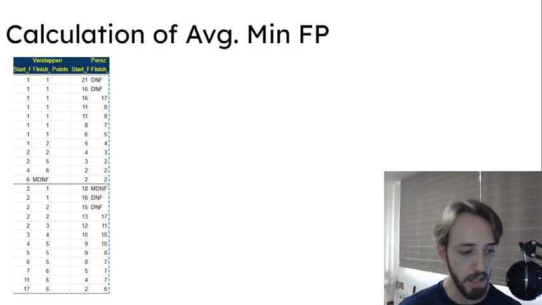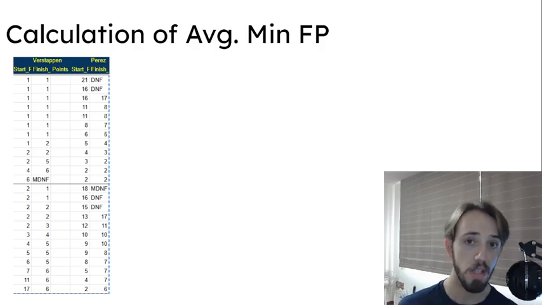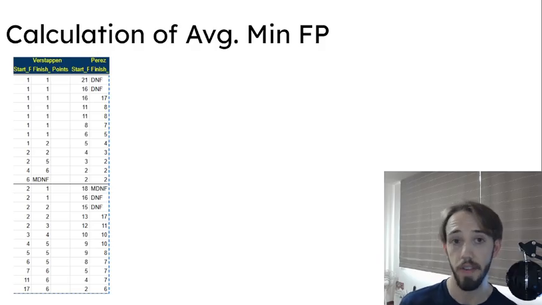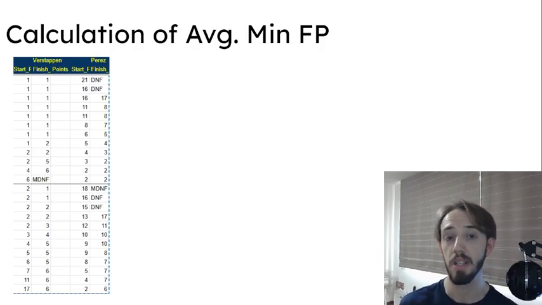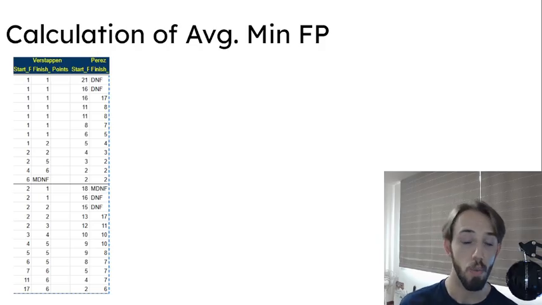Now, in terms of calculation of this average minimum finishing position, you basically take all of the drivers' results over the course of the season. You split the season in half. And the reason it's important to split the season in half, at least when you're calculating for Formula One, is that you do have development over the course of the season. Some teams can get a lot better over the course of the season. Sometimes they can also get a lot worse.